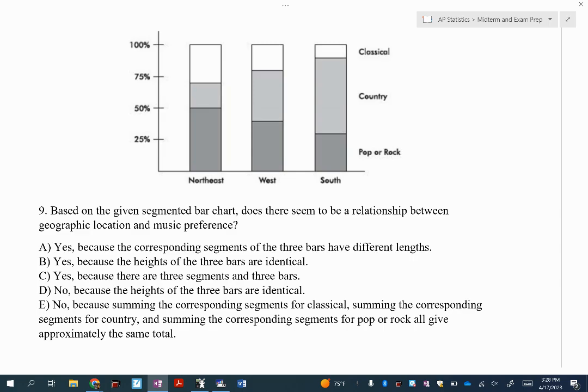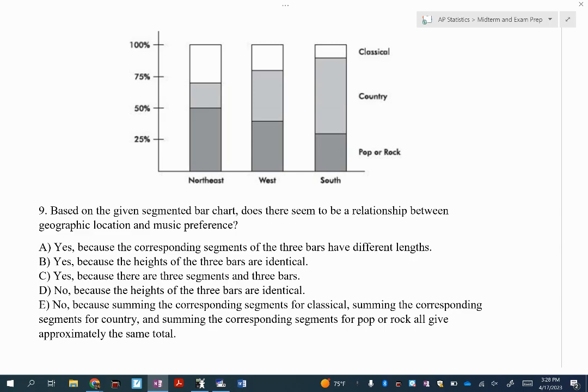Do those segmented bar charts look the same in terms of these 3 different segments? No, right? I can't even find one segment that's even close to being the same, right? You'd be like, oh, maybe that's close, but then the country in West is way bigger than the percentage of people in the Northeast who prefer country. And then I think even greater disparity there in the South. Okay? So the fact that these are not the same means that there is a relationship between these two variables.